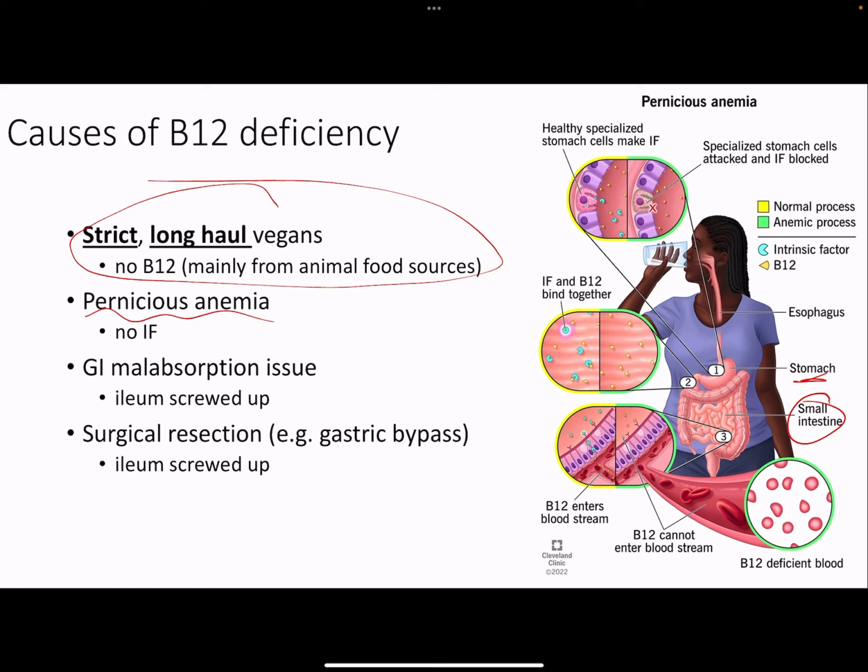Pernicious anemia is where people have this autoimmune syndrome where they destroy all of their parietal cells. So they cannot make intrinsic factor, which means they cannot absorb B12. They're going to be deficient. Similarly, if someone has Crohn's disease or ulcerative colitis, they can screw up their ileum, or if you have GI surgery, maybe you're getting a gastric bypass, well, that's also going to affect your ability to absorb B12.